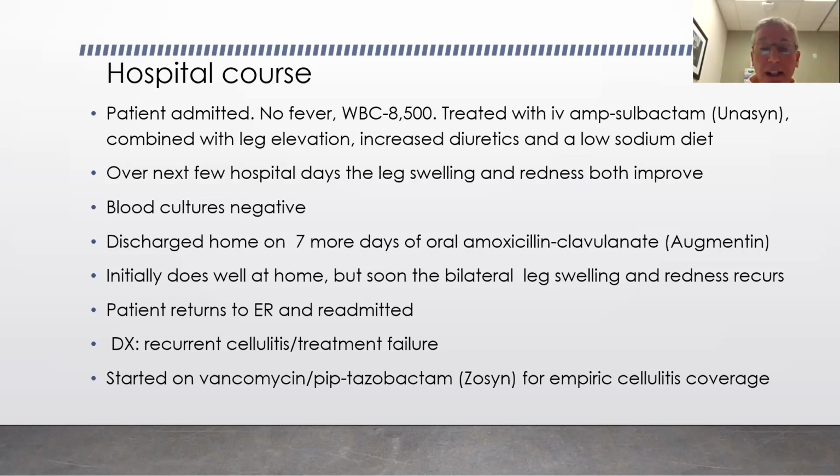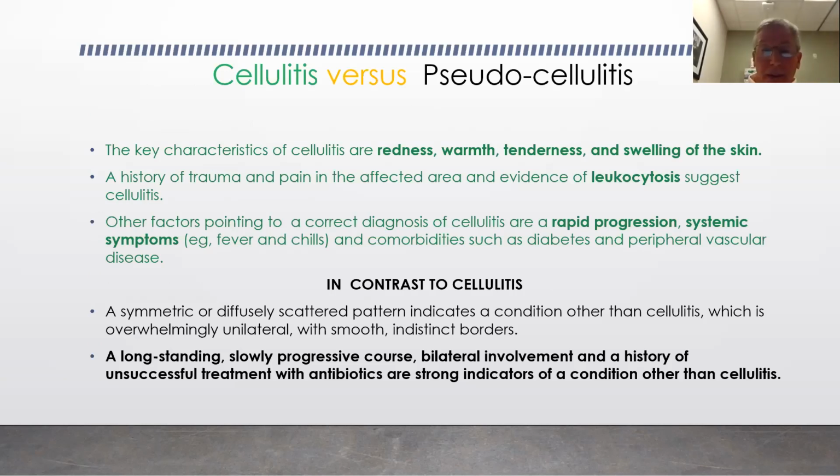He does well at home initially, but soon the bilateral leg swelling and redness recurs. Returns to the emergency room. They notice the bilateral red legs. They diagnose recurrent cellulitis, treatment failure of standard antibiotics, and so they put him on vancomycin for empiric cellulitis coverage. This is something we see all the time.